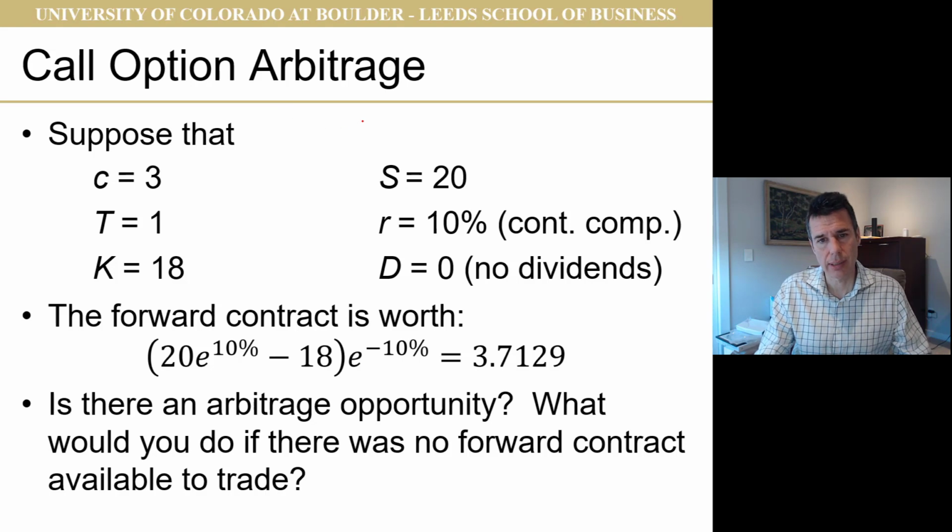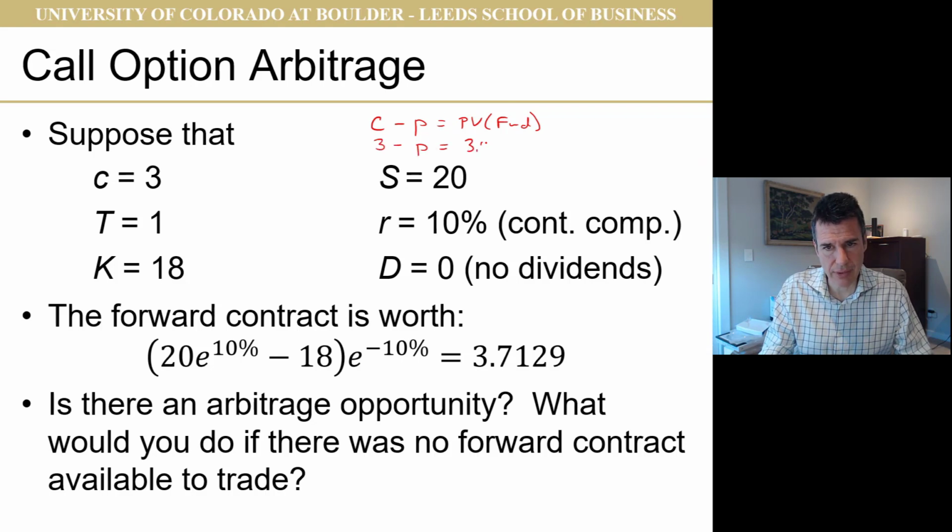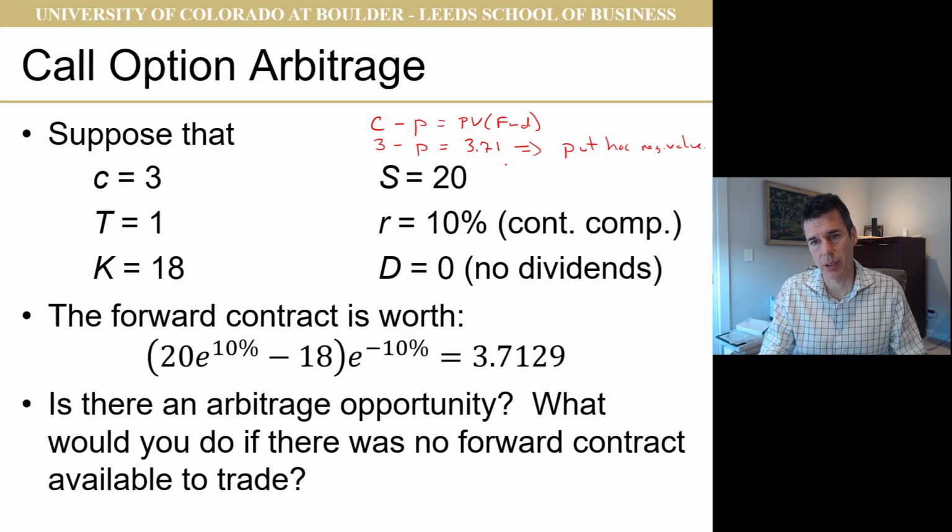Again, we know, just write down put-call parity. Call minus put equals the present value of a forward contract. Okay, 3 minus P equals 3.71. That means put-call parity says the put has negative value, which means we have an arbitrage. We want to own the put, which is buy the call, sell the forward. So buy call, sell forward, right? That's a synthetic put.